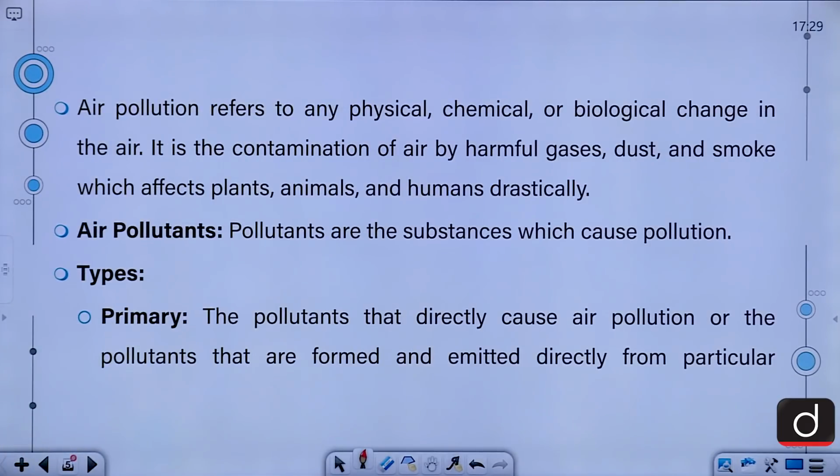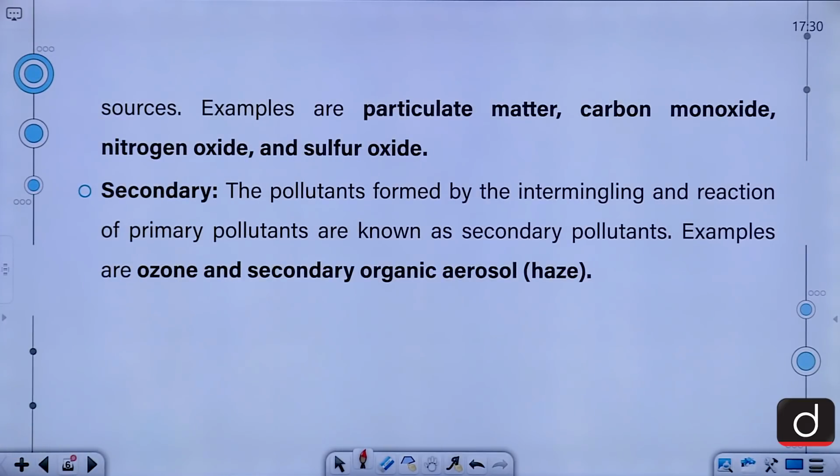If we talk about air pollution, it refers to any physical, chemical or biological change in the air. It is the contamination of air by harmful gases, dust and smoke, which affects plants, animals and humans drastically. If we talk about air pollutants, pollutants are the substances which cause pollution, and primary pollutants are the pollutants that directly cause air pollution, or the pollutants that are formed and emitted directly from particular sources. Examples are particulate matter, carbon monoxide, nitrogen oxide and sulfur oxide.